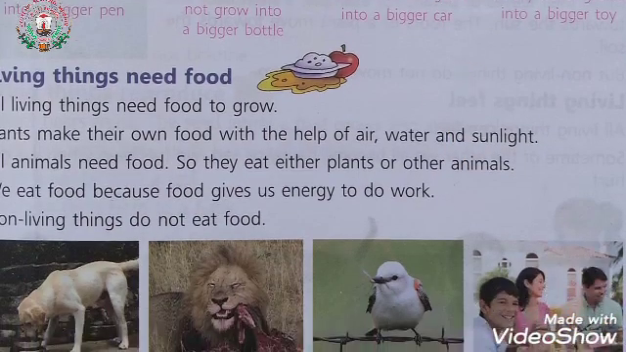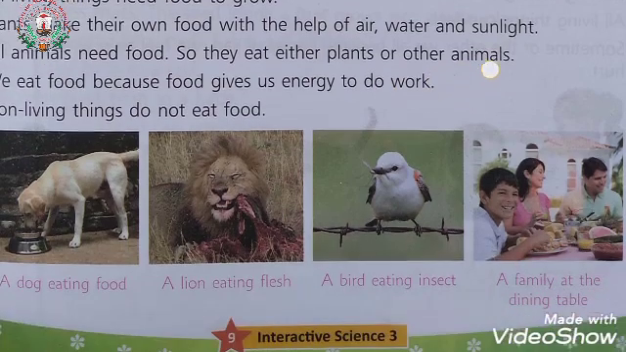Now the second characteristic is living things need food. All living things need food to grow. Plants also make their own food with the help of air, water, and sunlight. All animals also need food. We also eat food to get energy to do our works. Non-living things do not eat food.